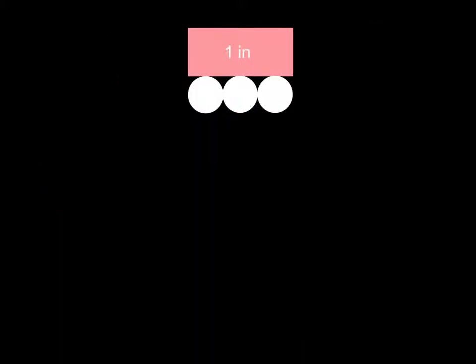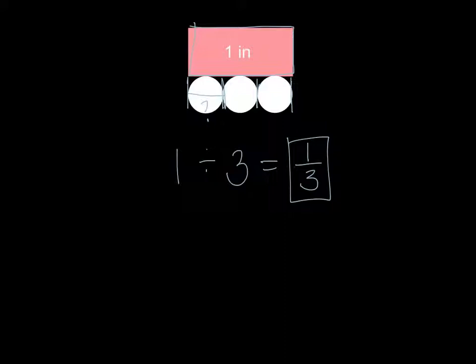Let's try one more example. In this problem, my rectangle is 1 inch long, and there are 3 circles underneath it. So if I want to know the distance of each of these circles, I'm looking at 1 inch being split up or divided up by 3 pieces. And this looks like 1 divided by 3 as a fraction, which is going to be my answer.